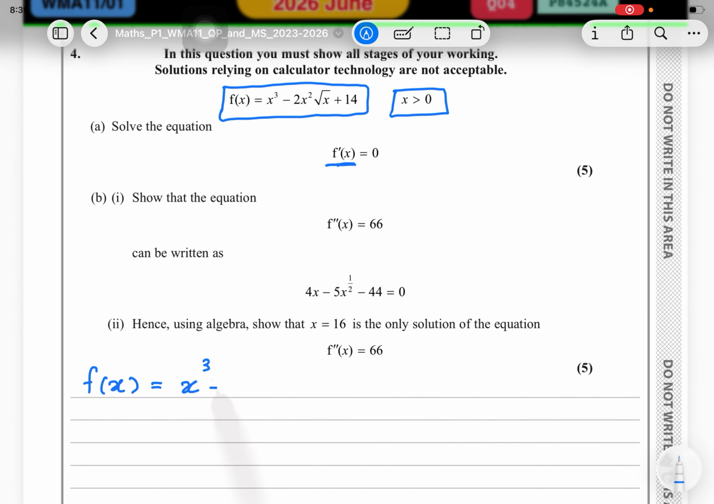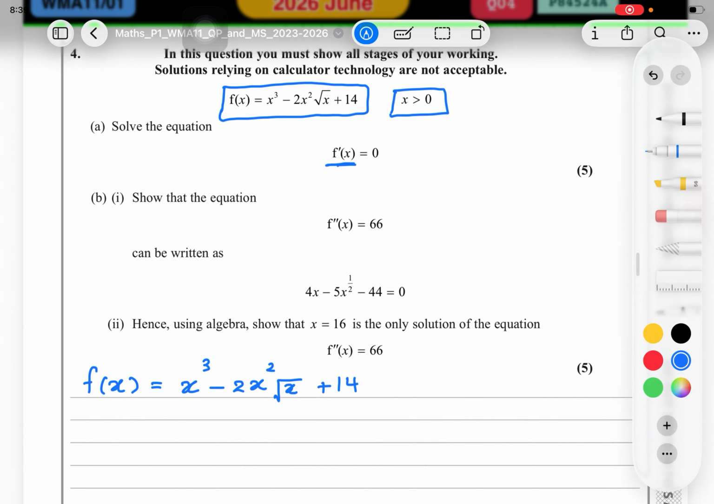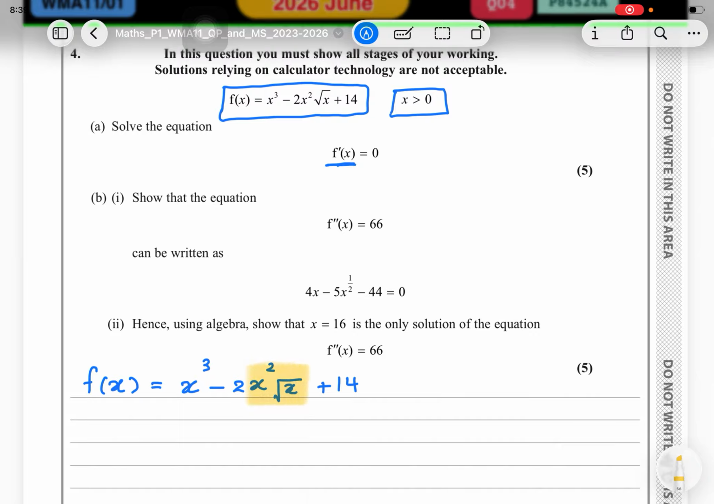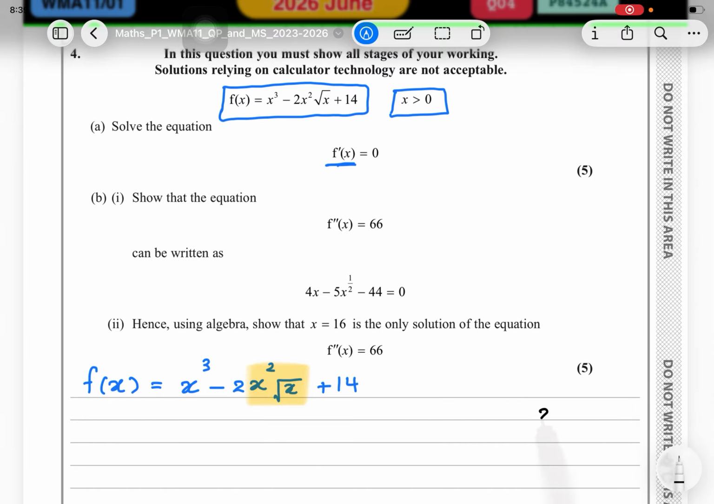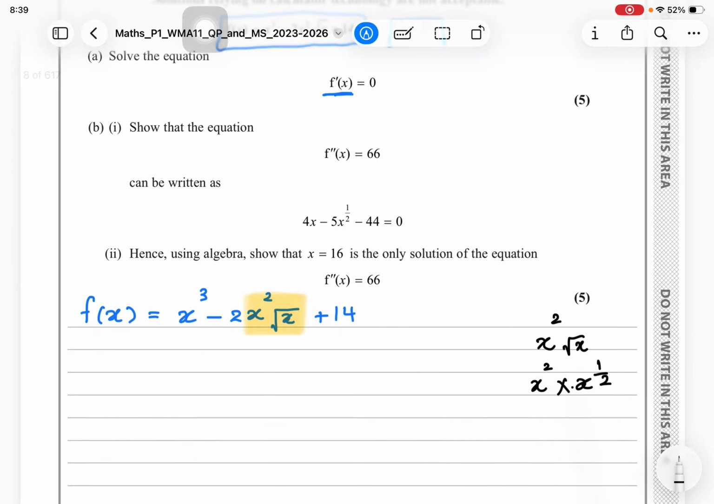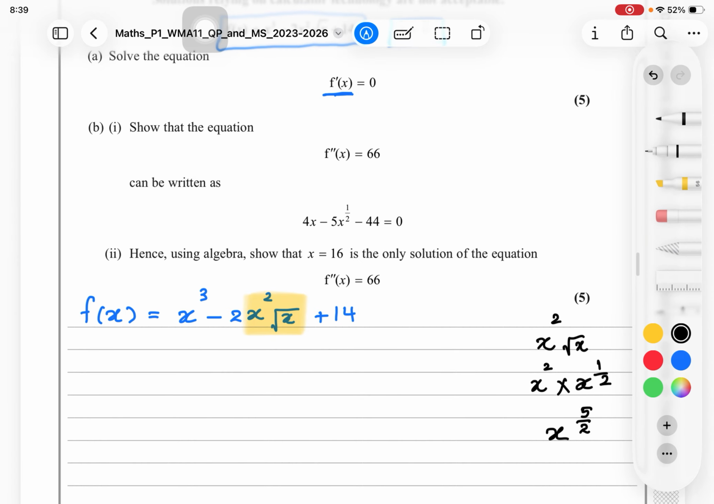x to the power 3 minus 2x squared root x plus 14. So we know we can get this part's power sorted, because then it will be easy for the differentiation step. If I take it to the right side, it will be x squared and root x, which is x squared times x to the power half. When multiplication comes, the powers get added, so it will be 2 plus half, which is 5 over 2.